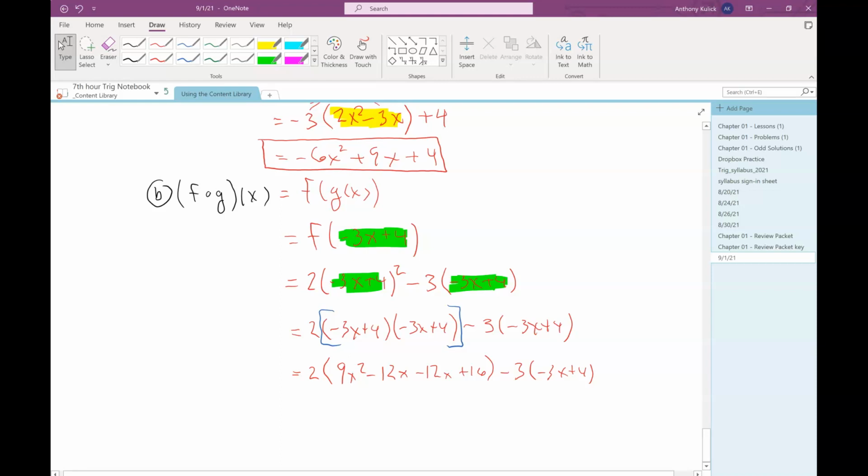Everybody okay with that? And now we'd really combine our like terms there, and instead of writing that negative 12x twice, I'll write that as negative 24. And now we would want to do our distributing, right?